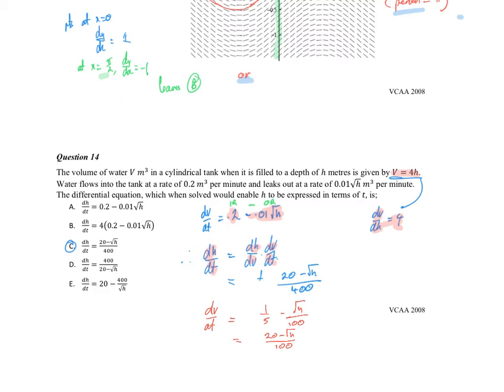Okay, so that's dV dt. I'm going to multiply that by dh dV, which is 1/4, which gives me my 20 minus root h over 400. So that's where that 400 comes from. Which, if we look closely enough, is my 20 minus root h over 400, which is C. All right. And I guess the key being then, don't forget that's what dh dt is, which is the differential equation I need to give me h in terms of t.